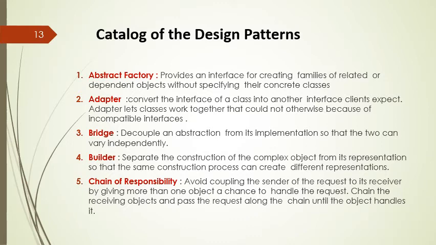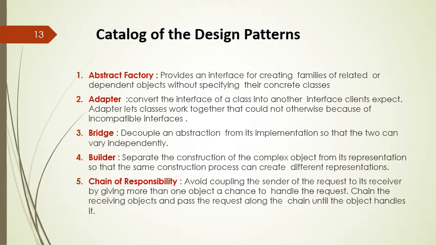The first is the abstract factory, and what it does, provides an interface for creating families of related or dependent objects without specifying their concrete classes. Next is the adapter, convert the interface of a class into another interface clients expect. Adapter lets classes work together that could not otherwise because of incompatible interfaces. The third is a bridge, decouple an abstraction from its implementation so that the two can vary independently. Builder pattern, separate the construction of a complex object from its representation so that the same construction process can create different representations.